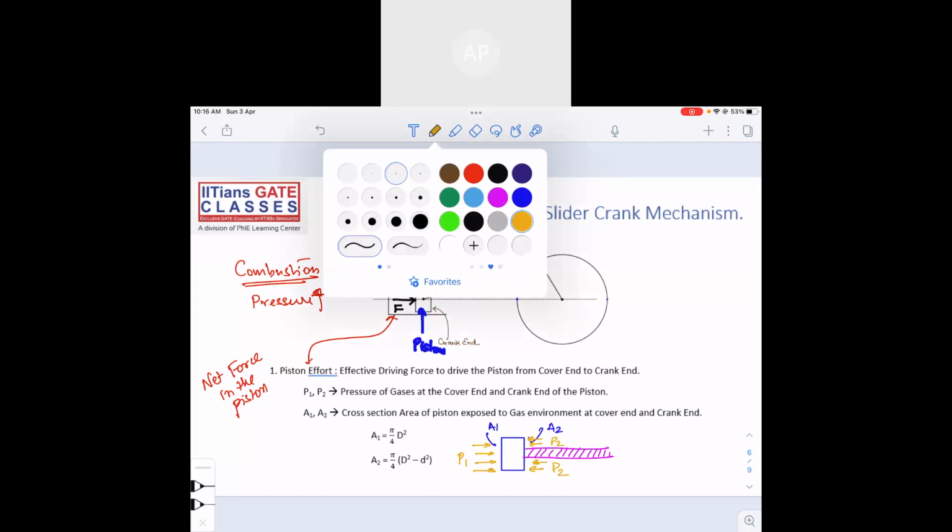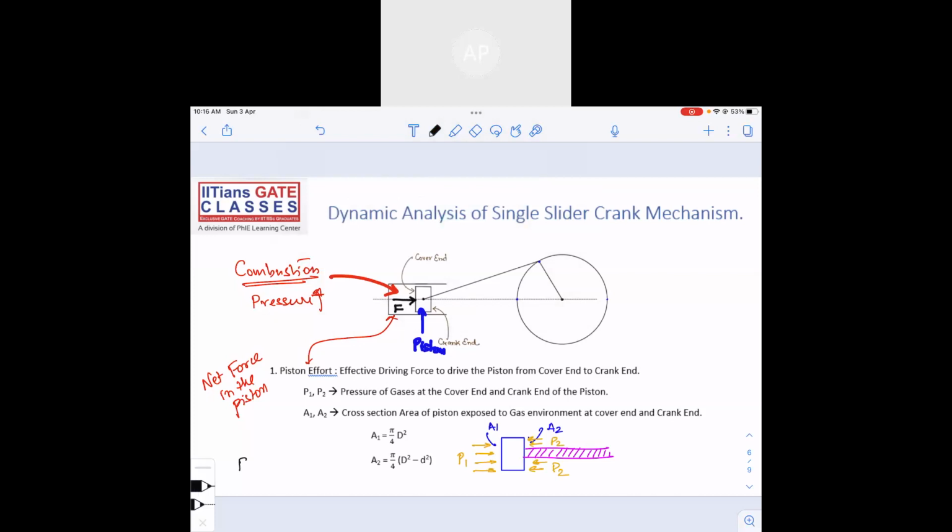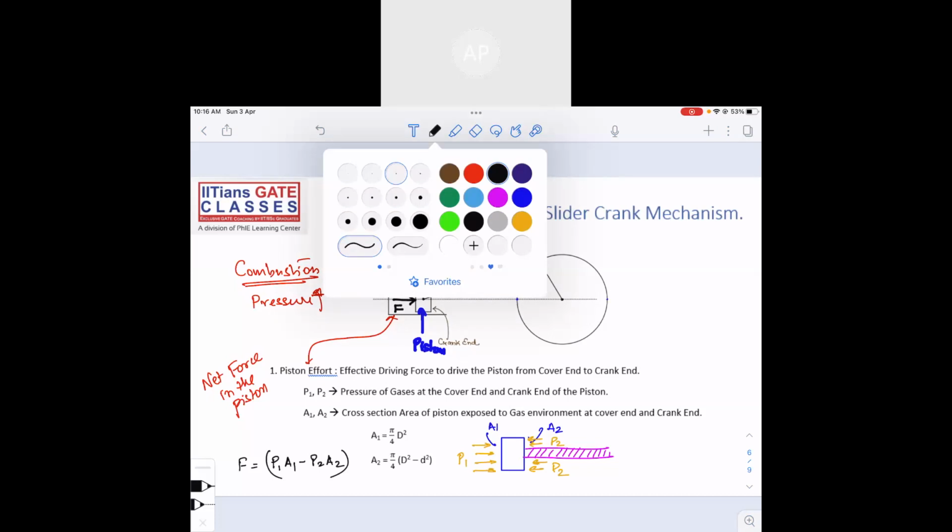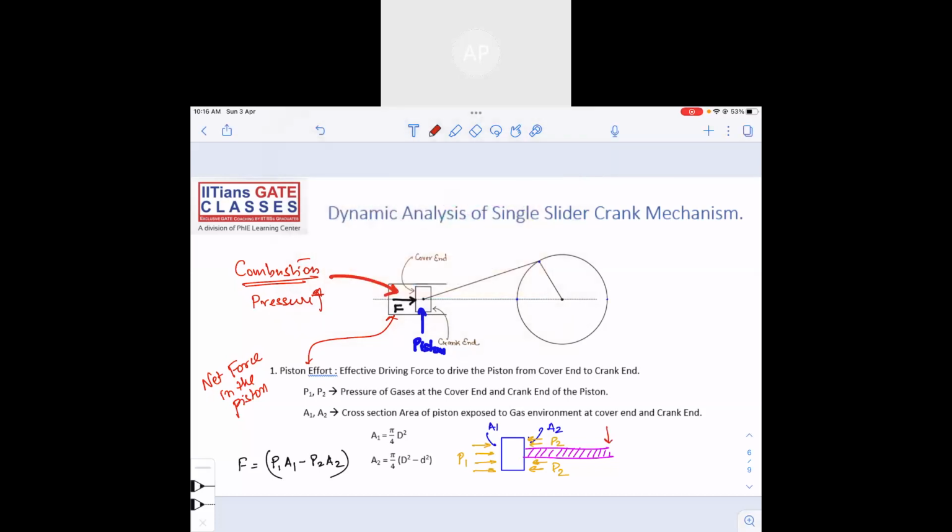So in that case, the piston effort will be P1 A1 minus P2 A2. This is how you can write the piston effort. If the diameter of the piston is capital D and the diameter of the piston rod is small d, you can write A1 and A2 this way. The pressure has to be given on both sides. This way you can write the piston effort.